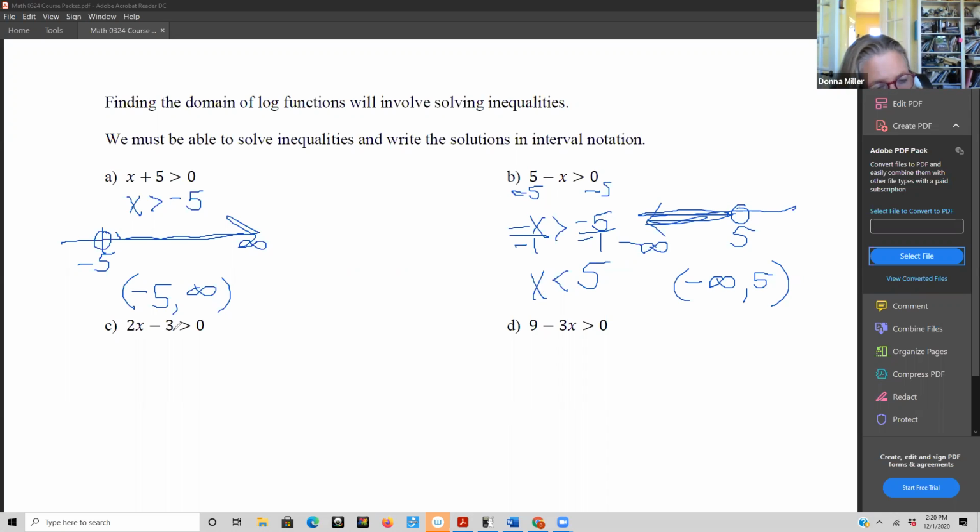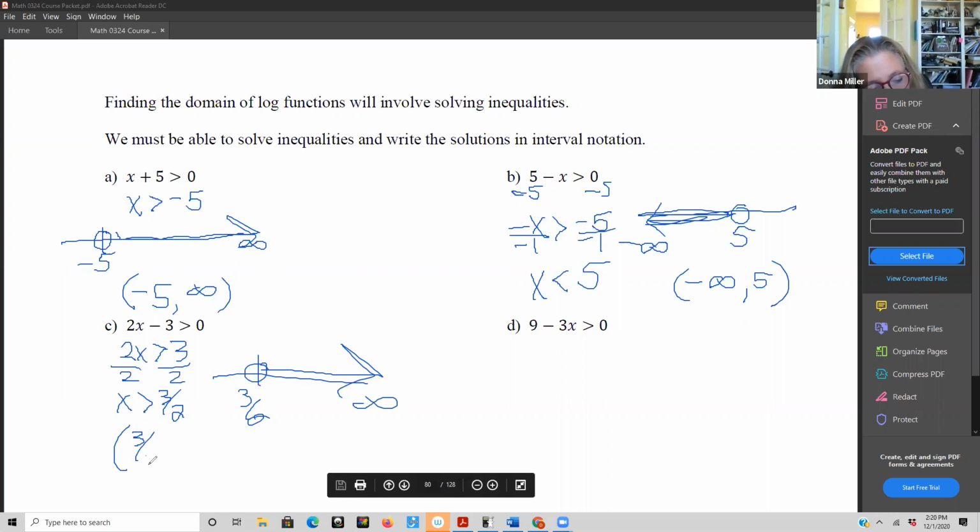If I solve this, I get 2x, move the 3 over, it's positive 3, divide by 2. I get x is greater than 3/2. On the number line, here's 3/2. I'm going up, so we're going to infinity. So in interval notation, it's from 3/2 to infinity.